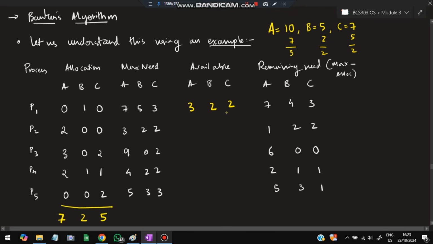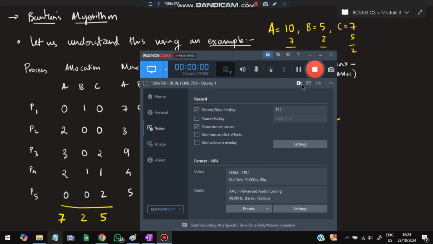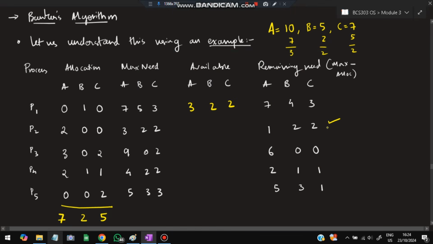What about P2? 1 2 2 is the requirement, and I have 3 2 2. So if I give 1 A from here, 2 B from here, and 2 C from here, it will execute. Right. So this is one of them. Based on the available resources, I can allocate it to P2. Okay, let's see the other ones also. 600 I cannot allocate. It is 3 here and it is 6. It will not be satisfied.